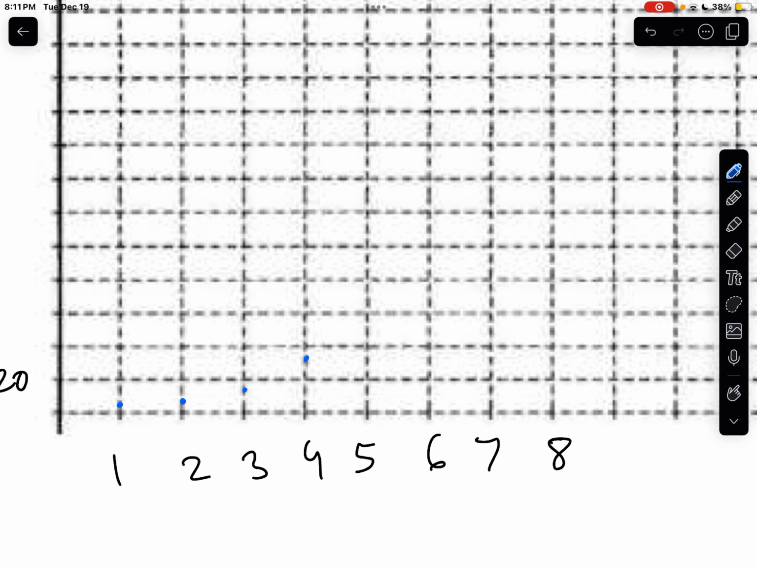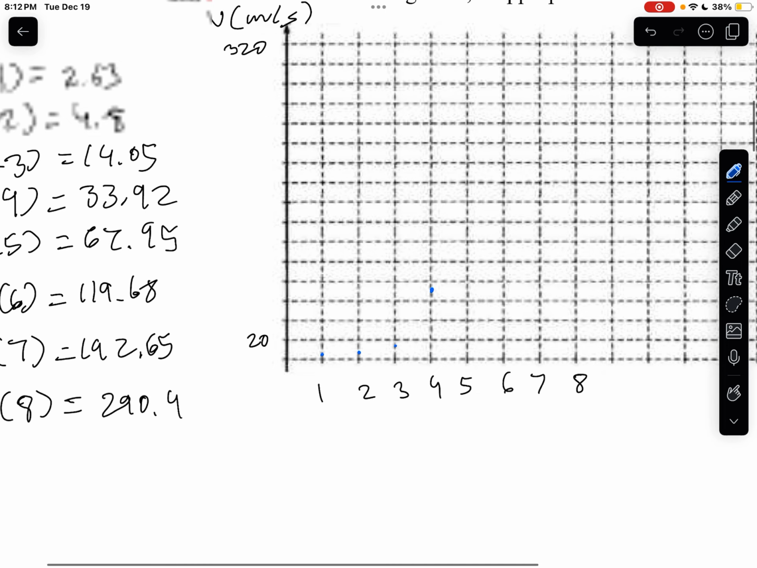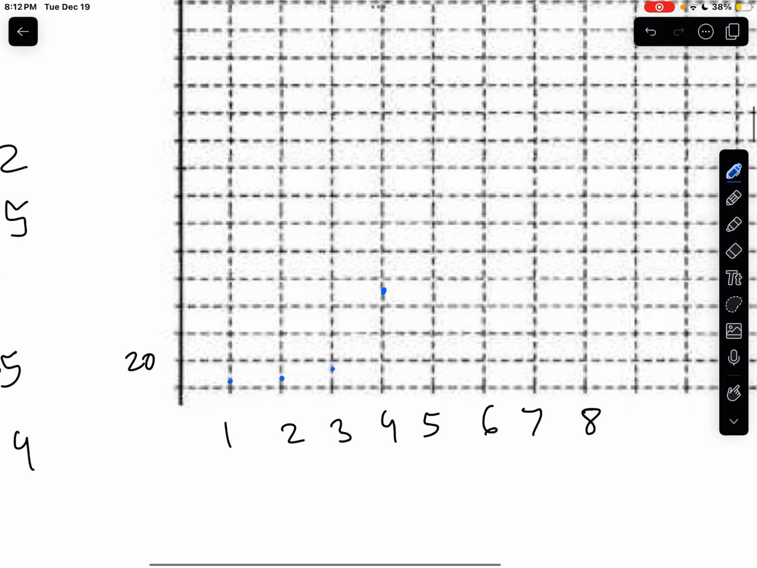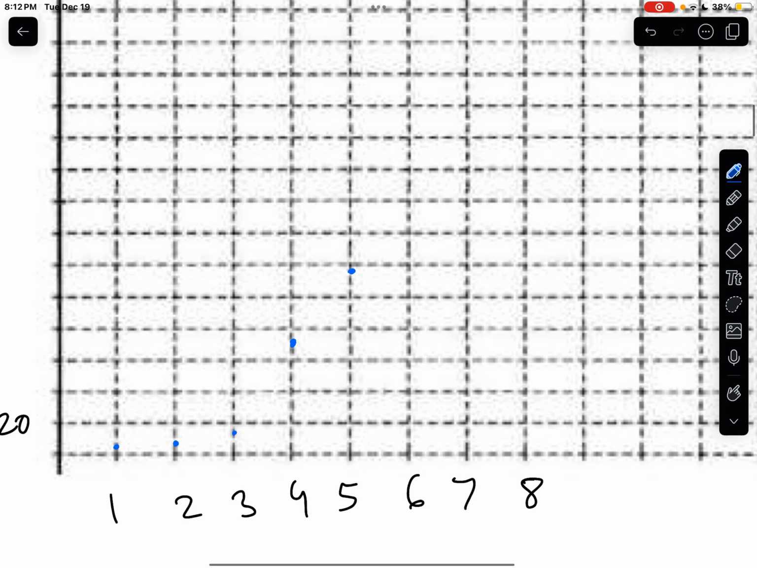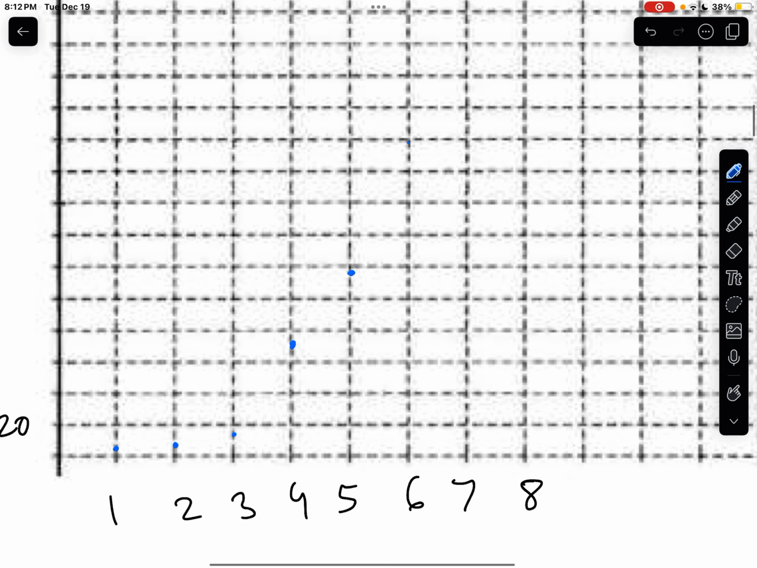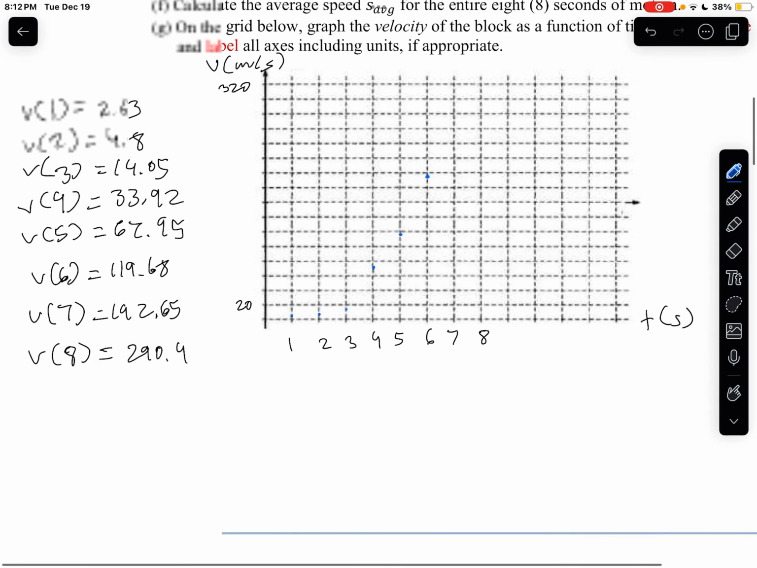And then the next, 67.95. Somewhere between 60 and 80, maybe a bit further down, right there. Then the next one is 119, so 40, 60, 80, 100, 120. So 119 is going to be closer to there. The next one is 192, so 120, 140, 160, 180, 200. So it's going to be somewhere around up here.